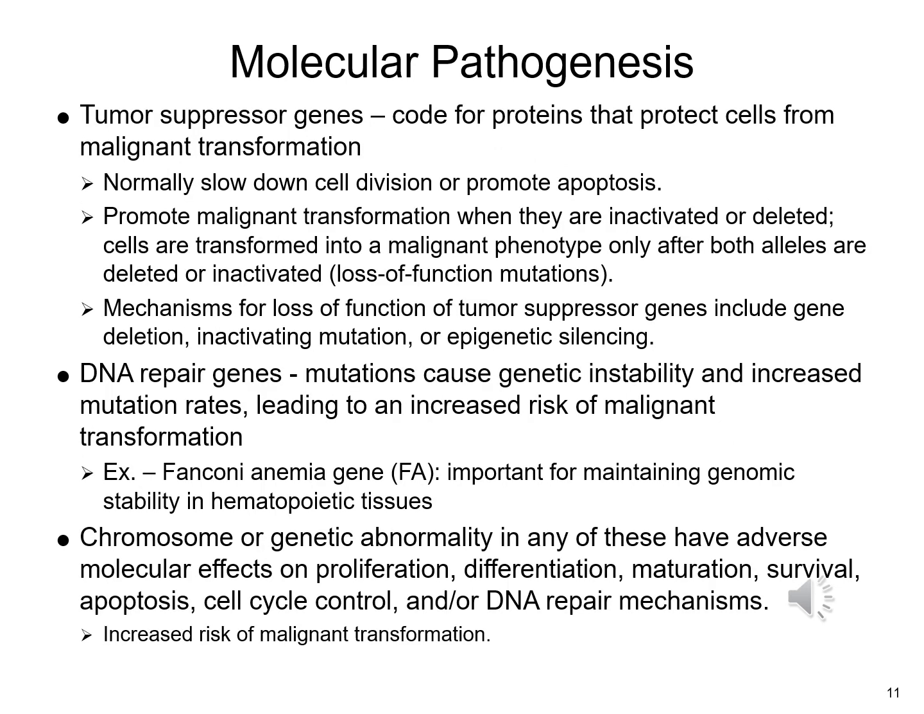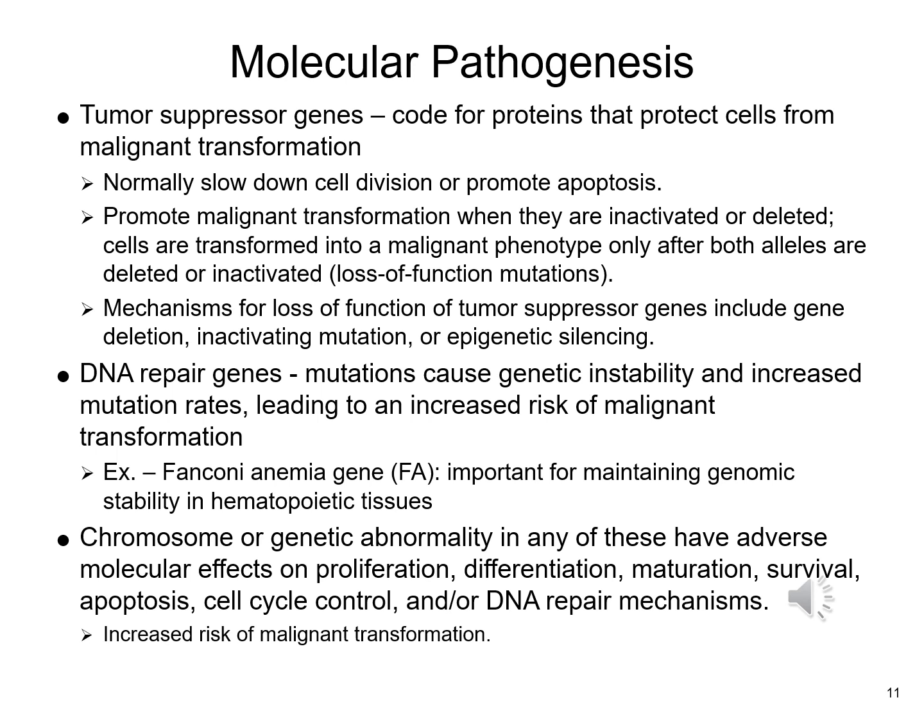The tumor suppressor genes code for proteins that protect cells from malignant transformation. Normally, they will slow down cell division and promote apoptosis, or programmed cell death. However, if they've been inactivated or deleted, then they will promote malignant transformations. However, this phenotype only becomes malignant after both alleles are deleted or inactivated, and this is known as a loss of function mutation, so you have to have both of those to be abnormal.